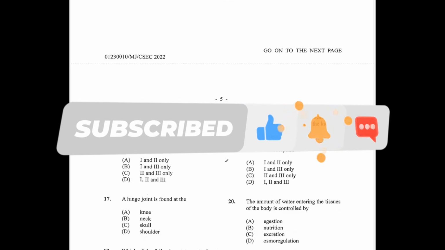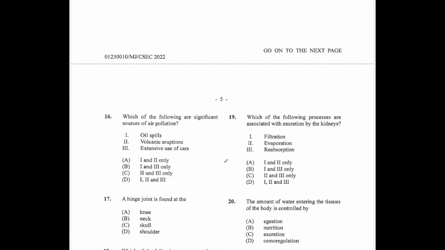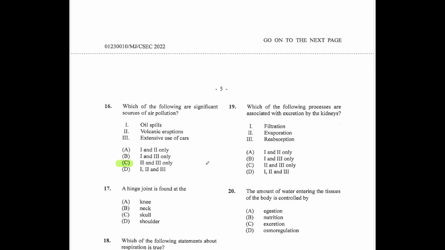Which of the following are significant sources of air pollution? Question 16, we have number 1, oil spill. Number 2, volcanic eruptions. Number 3, extensive use of cars. So volcanic eruptions and extensive use of cars is for the air. Oil spills is for the water. So we're going with 2 and 3, which puts the answer at C.